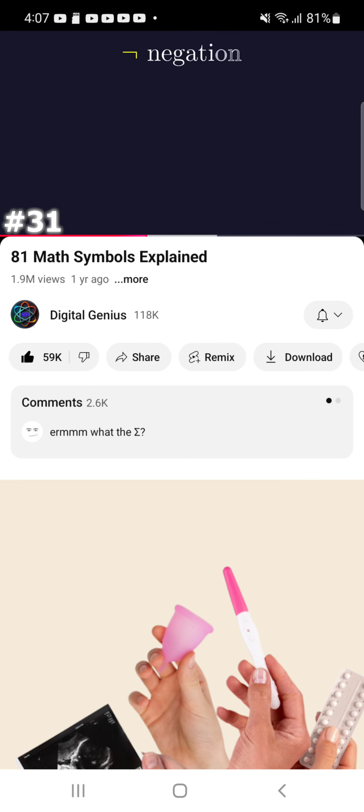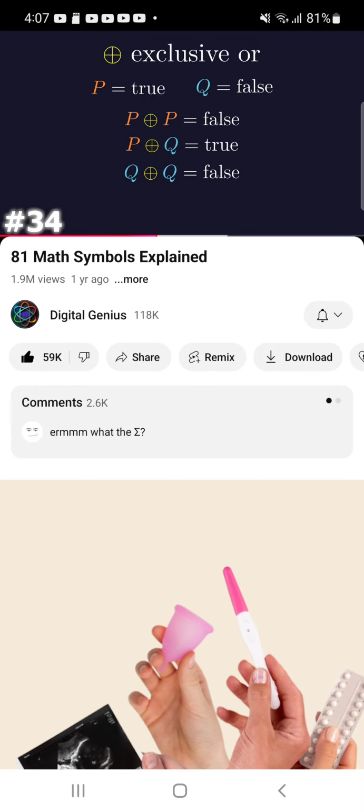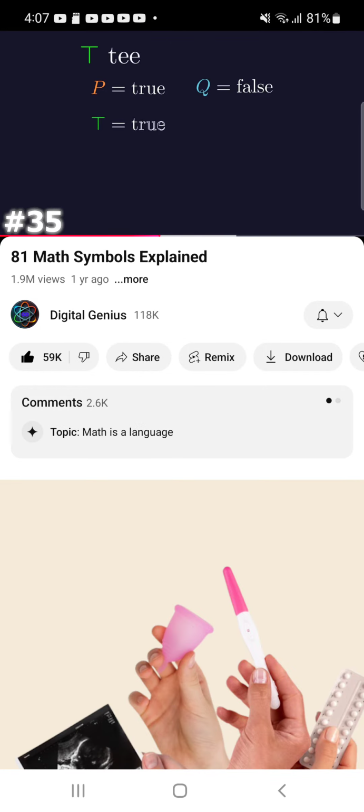Negation symbol is used in logic to indicate the opposite of a statement. OR operator returns true if at least one of the operands is true. AND operator returns true only if both operands are true. Exclusive OR operator returns true if exactly one of the operands is true. T denotes logical constant for true value or a statement that is always true. Uptake represents logical constant for false value or a statement that is always false.